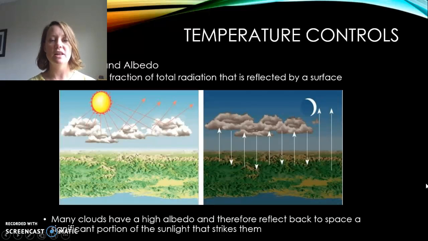Okay, then our next to last temperature control is cloud cover and albedo. Albedo is a measure of the amount of radiation that is reflected. So the higher the albedo, the more reflection. So ice, like our polar ice caps, has a higher albedo than just bare soil. So when our ice caps melt, the Earth is actually absorbing more heat, which also leads to raising temperatures. Clouds tend to have a high albedo, meaning that they are going to reflect light. And so when it's overcast during the day, the temperatures tend to be a little bit cooler because a lot of that light is not making it to Earth's surface.